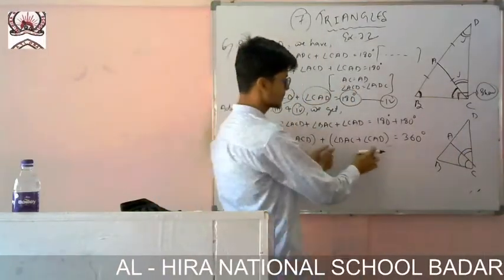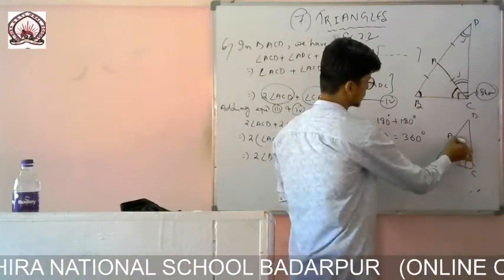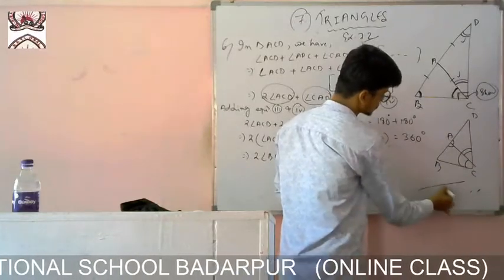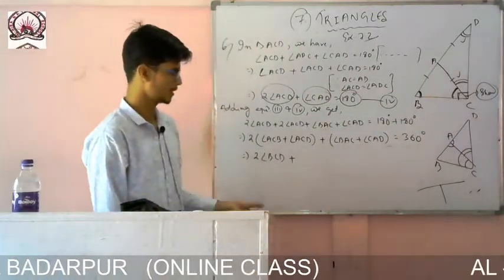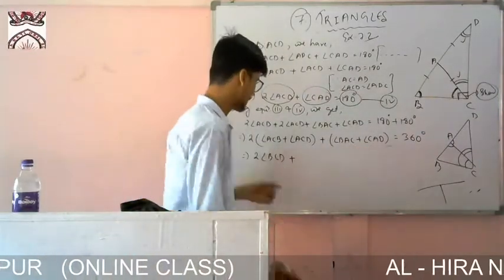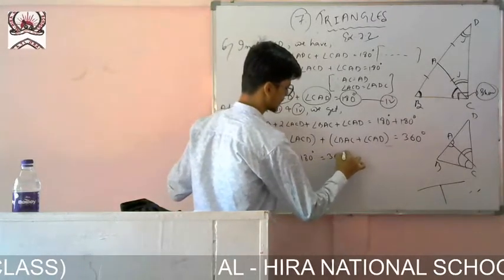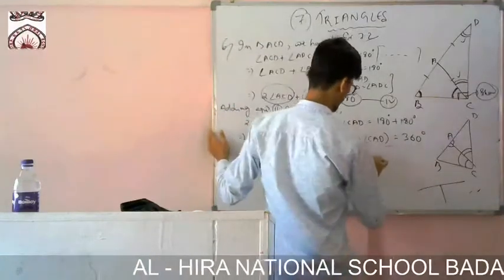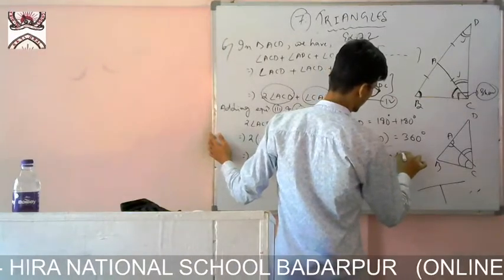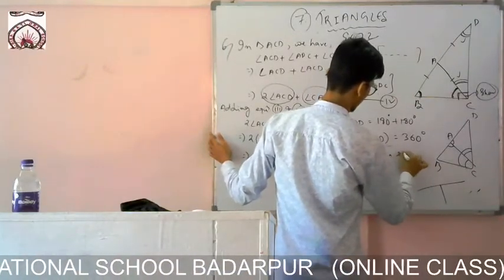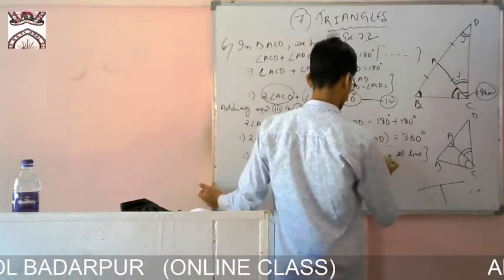And this one you see, BAC, that means this angle, plus CAD, that means this angle. So this is a straight line, and these are two linear pairs. So sum of these two angles will be equals to 180 degree because they are linear pairs, equals to 360 degree. And there you write, since BAD is a straight line.